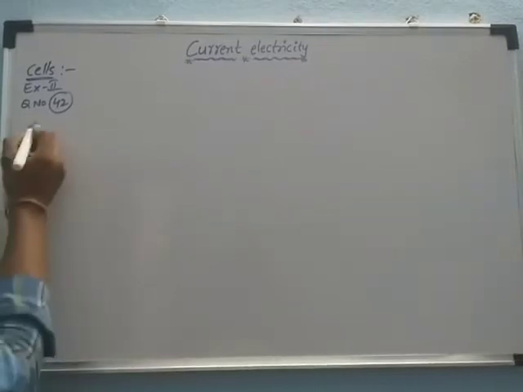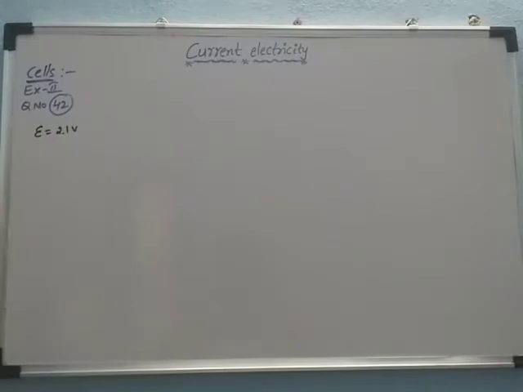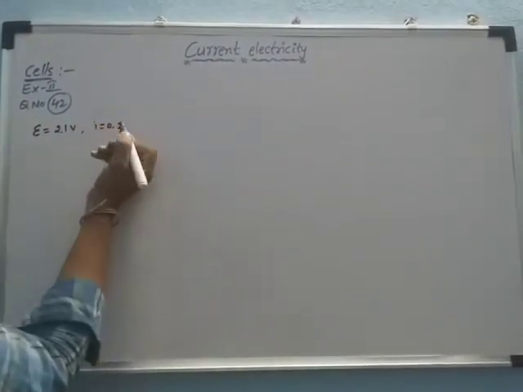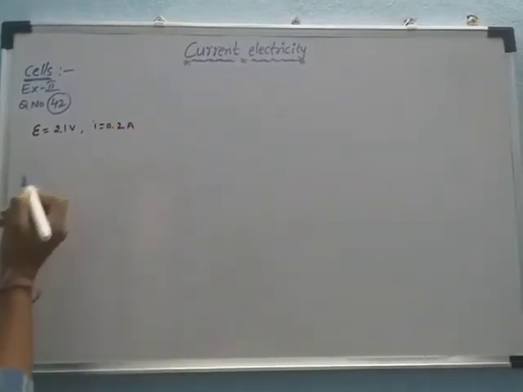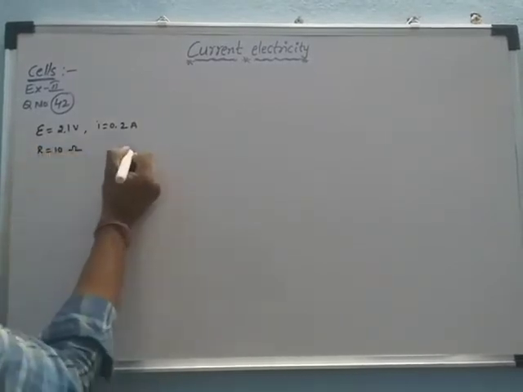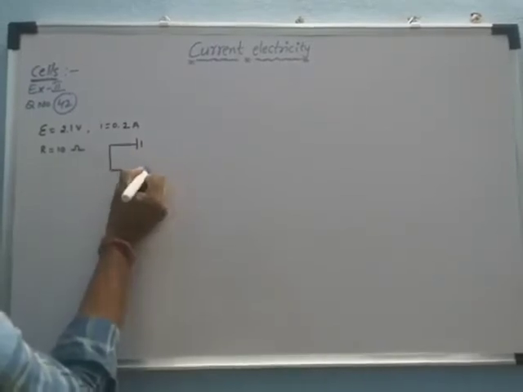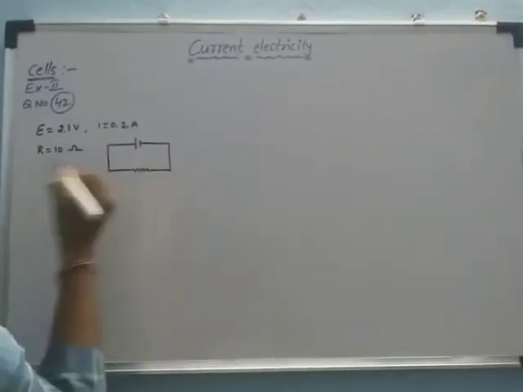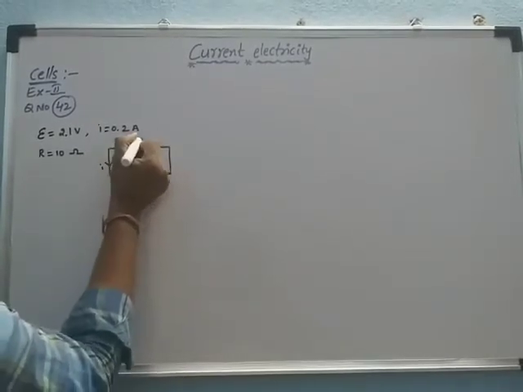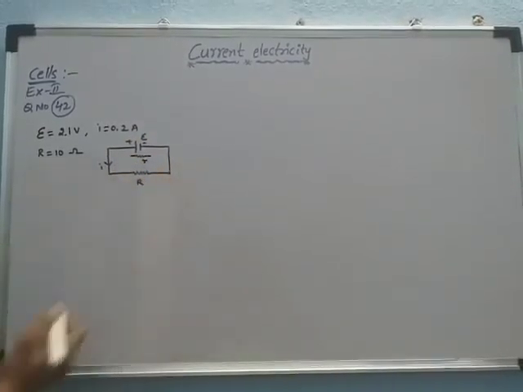We can find it using the cell's EMF, that is E is equal to 2.1 volt, which gives the current I is equal to 0.2 ampere through a resistance R is equal to 10 ohms. This is the battery of EMF E with its positive and negative terminals, and it is connected to the external resistance. The current I is carrying, and the cell's internal resistance is the small r.